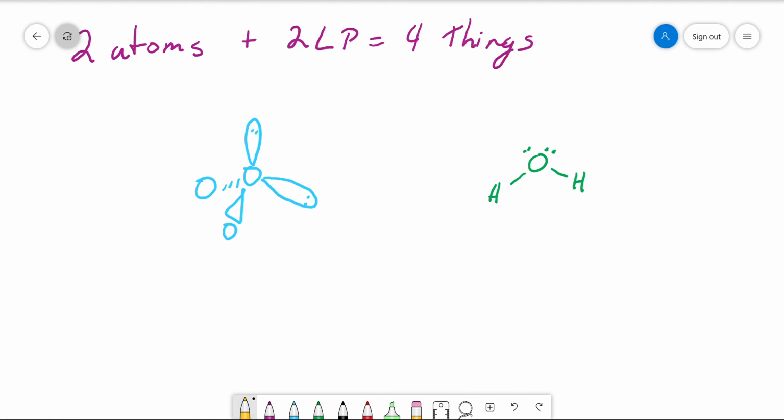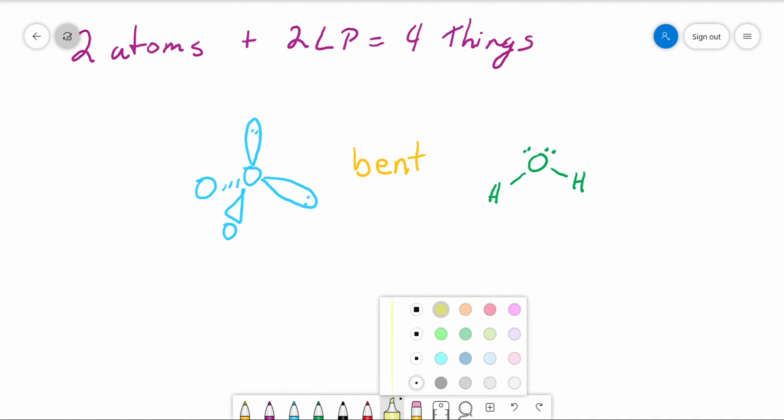Well, if you look at it, it looks familiar. That is bent. And so there are two different ways to have a bent molecule. Okay, so just remember, we're looking at the central atom, we're looking at those lone pairs there, and then the two terminal atoms. That's what gives us that bent shape.